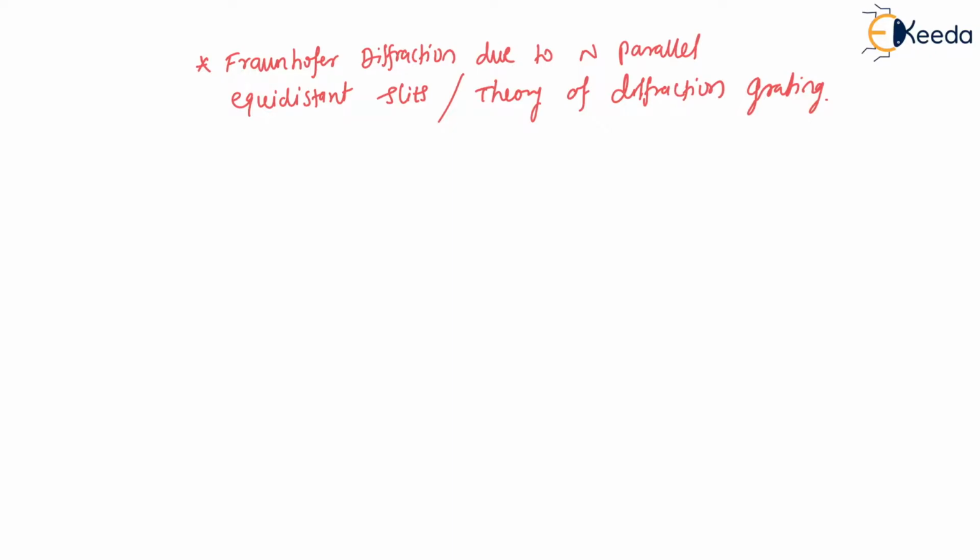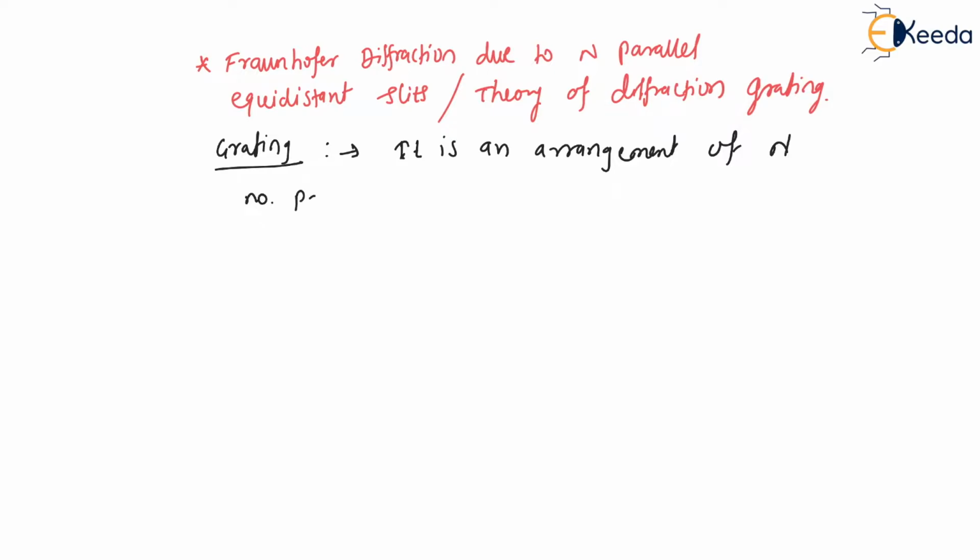What is meant by grating? So here, grating means what? See, the definition of grating: first of all, I'll write the definition. It is an arrangement of n number of parallel slits of equal width.